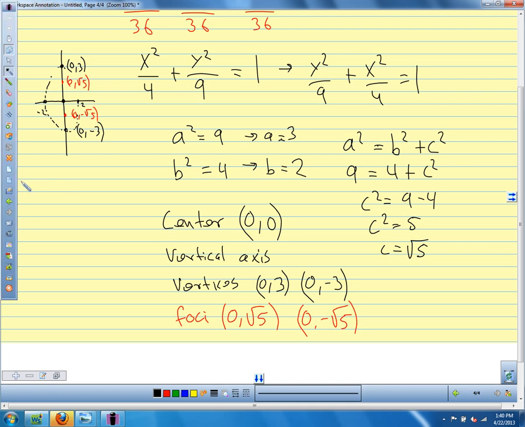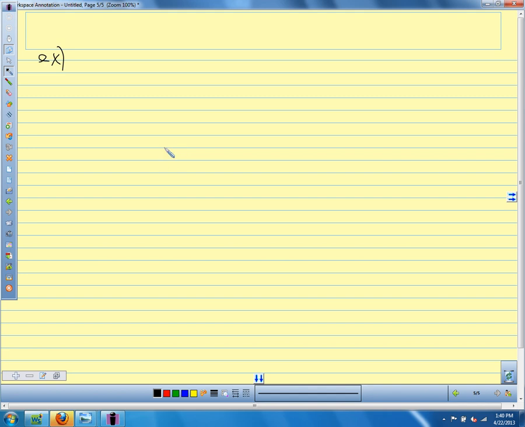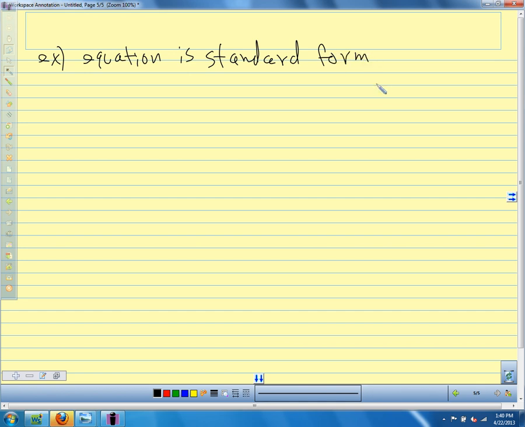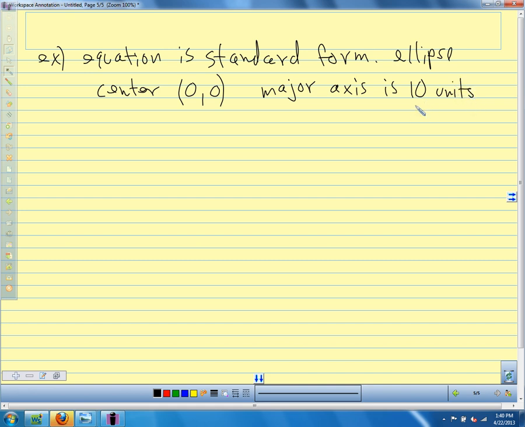All right, let's look at another one. We want the equation in standard form. So we have an ellipse with a center at the origin. The major axis is length 10. And the foci are plus or minus 3 and 0. So this is telling me that we have a focus at 3, 0, and minus 3, 0.